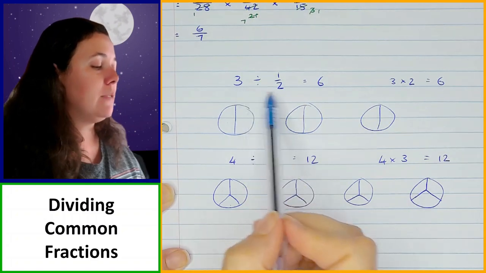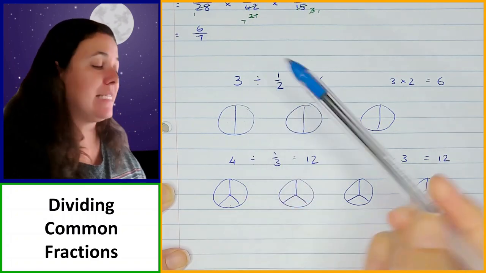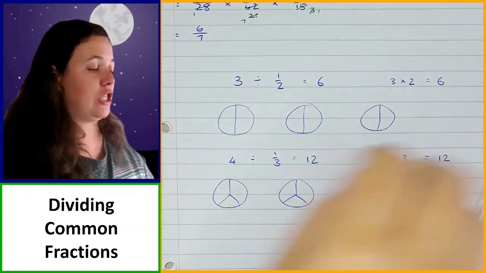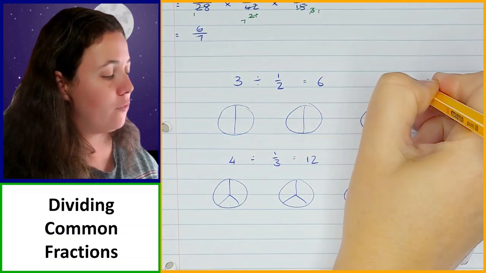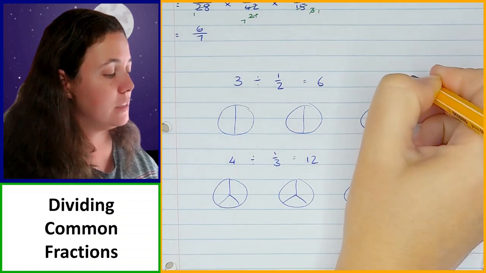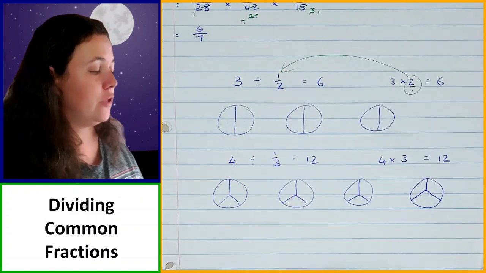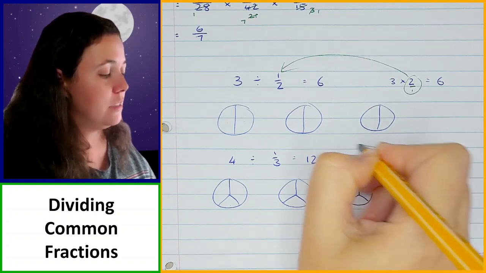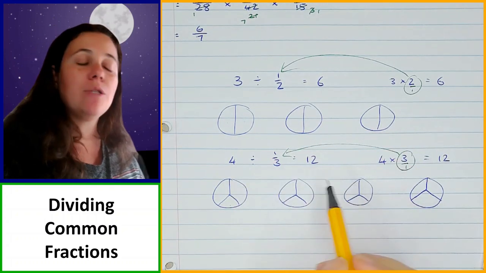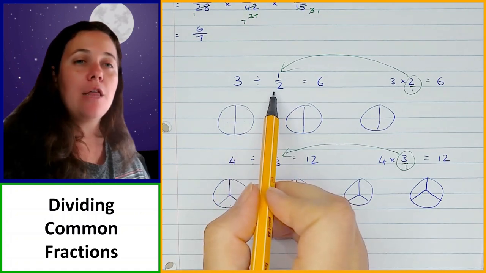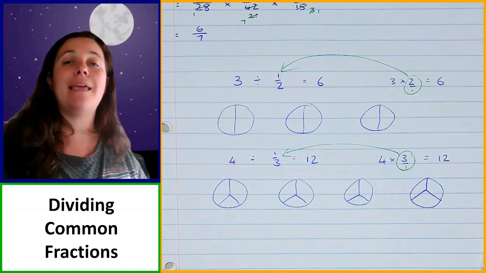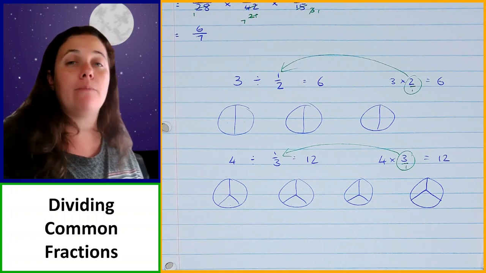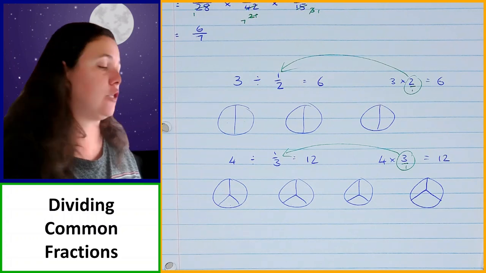Okay, so when I'm dividing by a fraction, it's actually the same as multiplying by the inverse of that fraction. 2 is the same as 2 over 1, which is the inverse of a half. And over here, 3 is the same as 3 over 1, which is the inverse of a third. So when I'm dividing by a fraction, then I can actually multiply by the inverse of that fraction to work it out. Okay, and then once I'm doing multiplication, it works the same as the multiplication we were just doing.